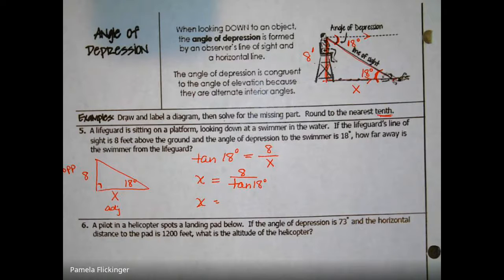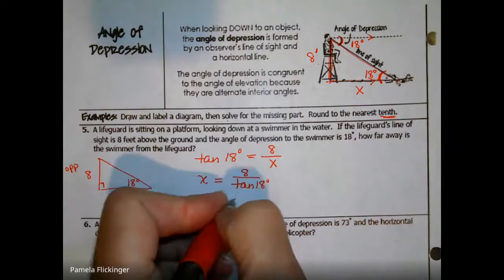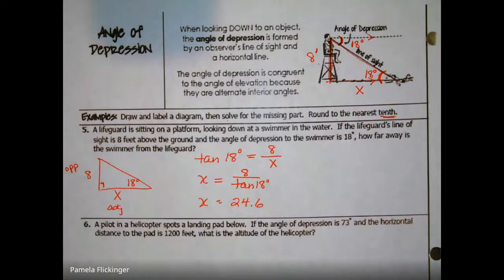Calculator, 48, no, wrong one. All right. Sorry, had all these answers. How about 24.6? There we go, 24.6.